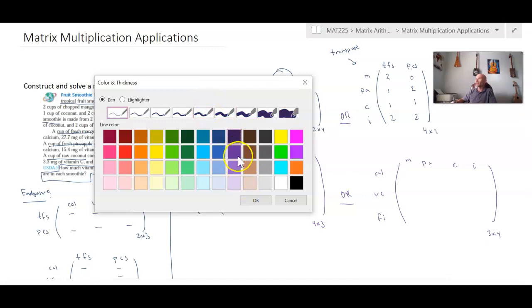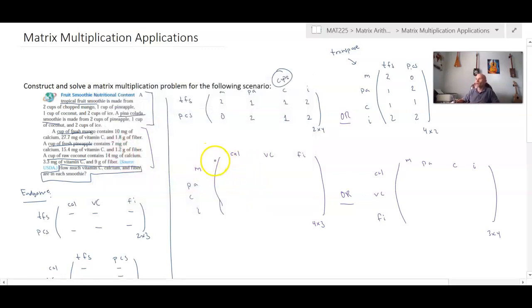We'll do the same thing for the second situation here for our nutritional intakes. A cup of fresh mango contains 10 calcium. Okay, this is milligrams, and this is milligrams per cup. I'm going to point that out. This is milligrams per cup. It has 27.7 milligrams of vitamin C per cup. And fiber has 1.8 grams of fiber per cup. Notice the unit difference there.